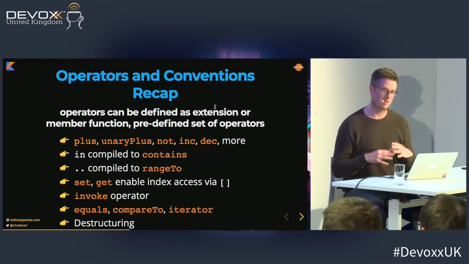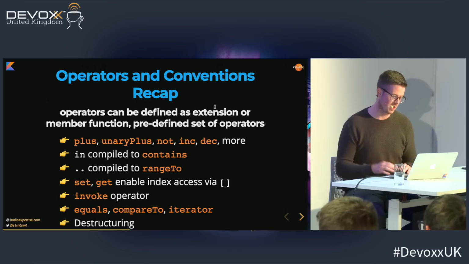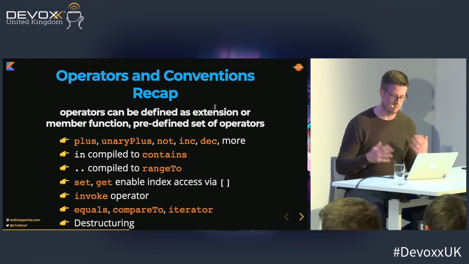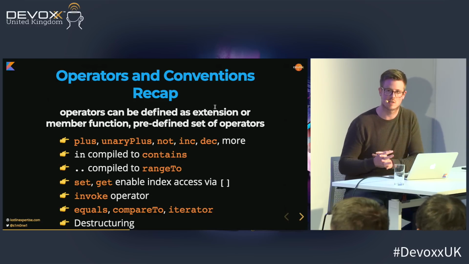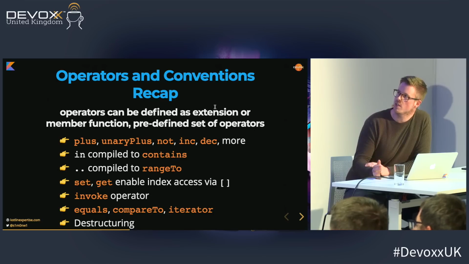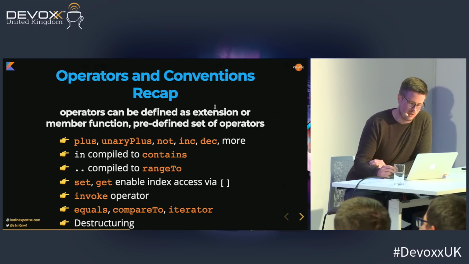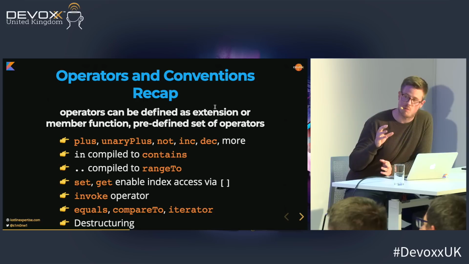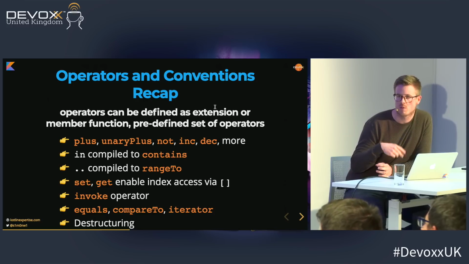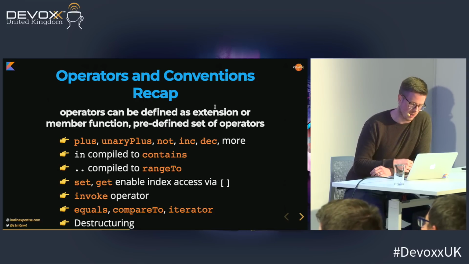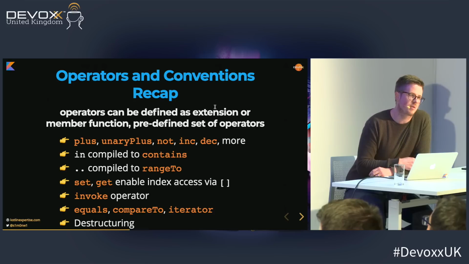You can't use everything as operators, so you can't use your custom, whatever you want. You can't use your own function types as operators, so there's a predefined set, and they all work by convention. And so we saw the arithmetic stuff like plus and minus and increment and decrement, and we also saw that the in keyword is being enabled if you provide the contains operator. Also, if you have a range to operator, you can use the double dot syntax.